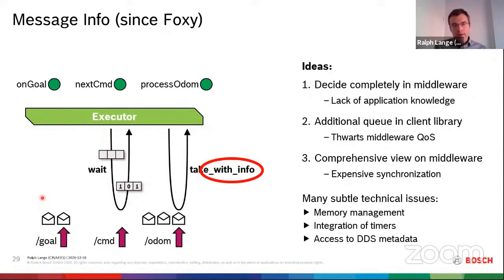That's why my colleagues Ingo Lütkebohle and Karsten Knese have introduced as a first step a take with info message, which is a function which is available since Foxy now. And this not only takes the message, but also the relevant meta info from the middleware. So at least you have now the possibility on the upper layer to get all the meta information. When was the message actually sent? When was it received by the middleware? To decide on processing order if you want.